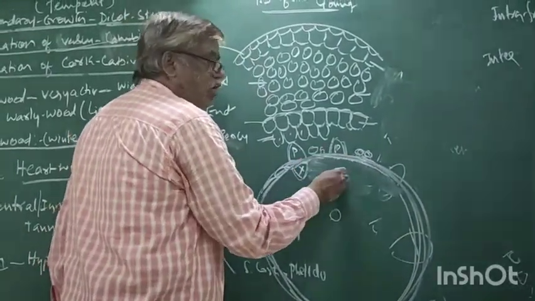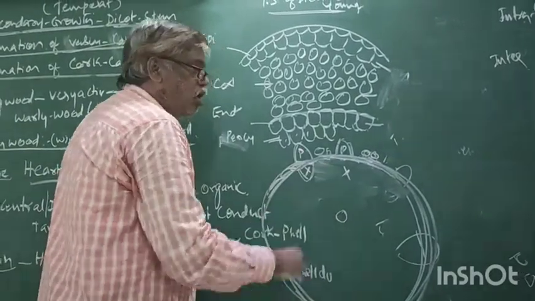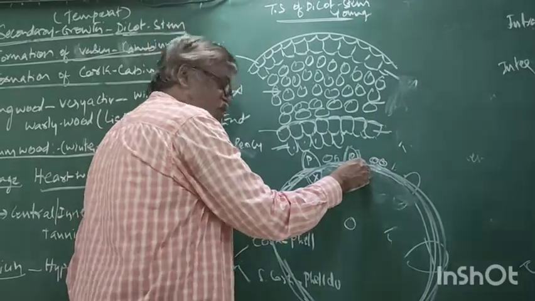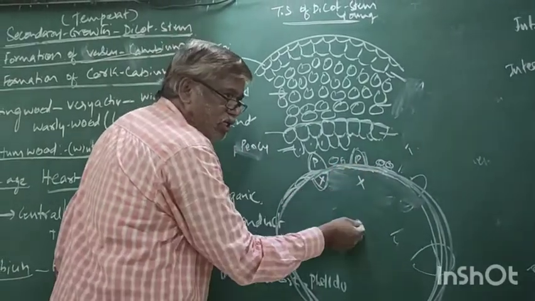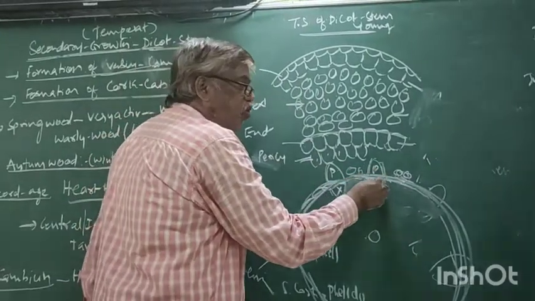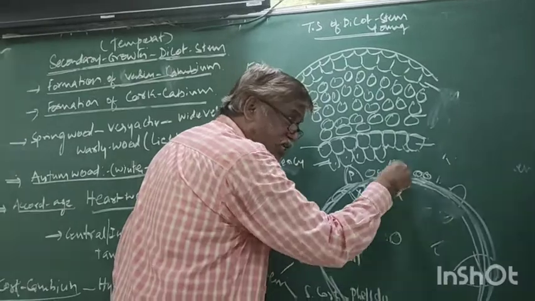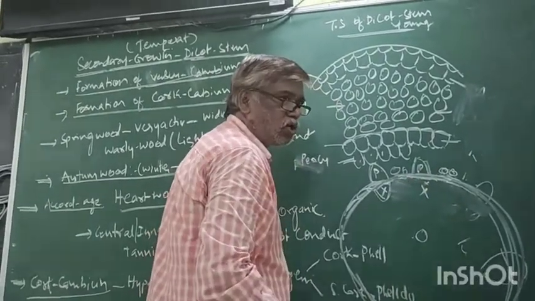Now, what is this vascular cambium? What is this xylem? It is previous. Now it undergoes division. Some cells fall inside, some cells fall outside. The cells which are falling inside again differentiate into xylem.